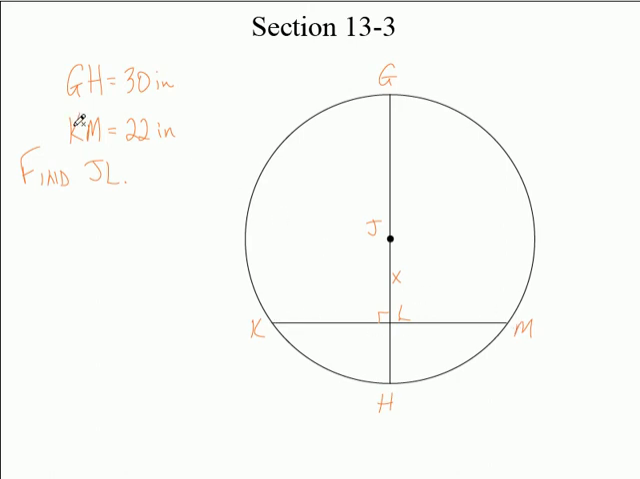Now they tell us what KM is. KM is 22. So from here to here is 22. According to our theorem about this diameter bisecting this chord right here, that means that these two segments right here are equal to each other. So if the whole thing is 22, then KL has got to be 11. So I'm just going to put an 11 right there.